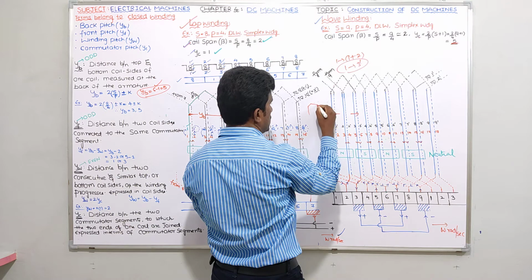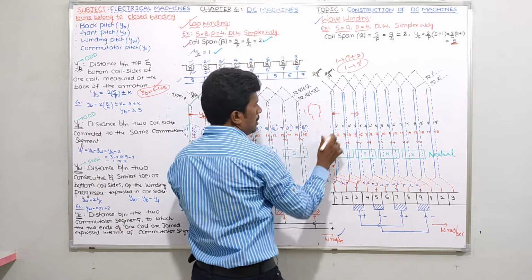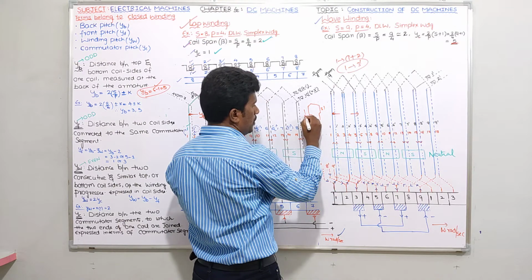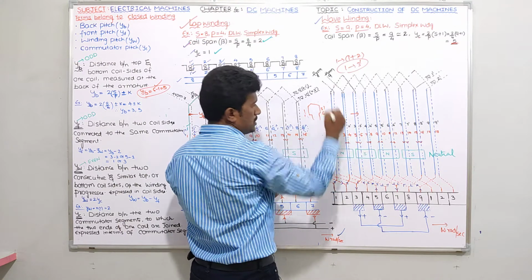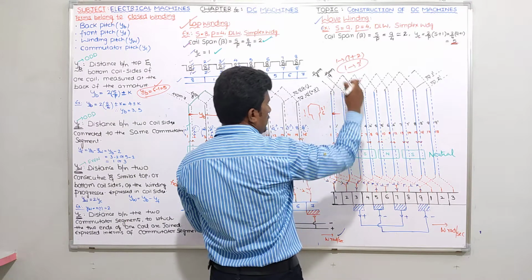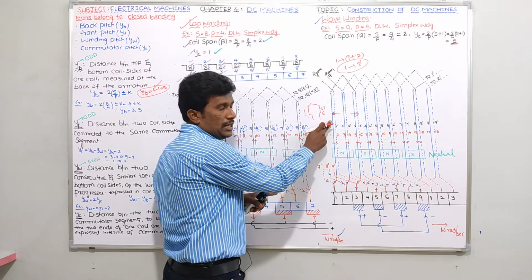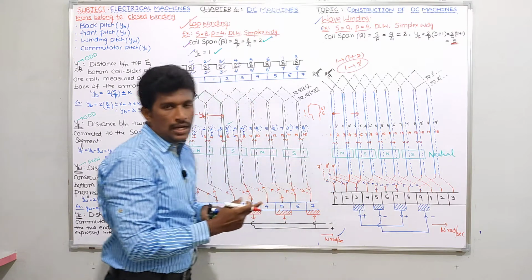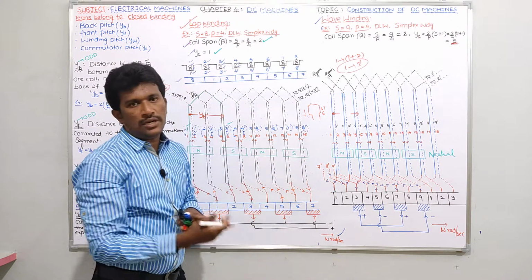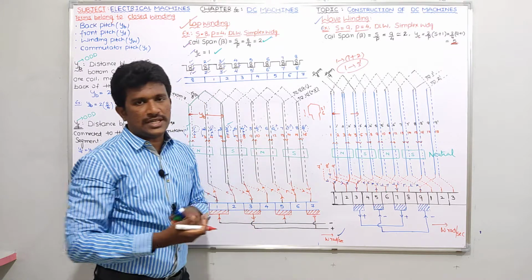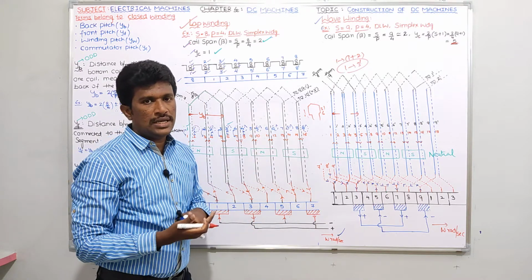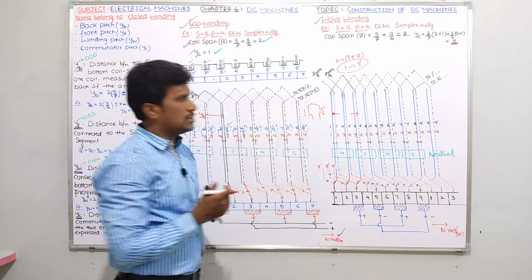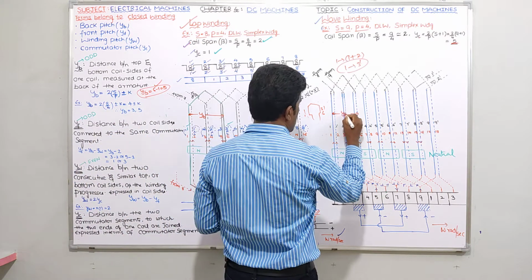I can show it like this. 1 is here, 3 dash is here. In terms of red color marking, it is 1, and 3 dash is nothing but 6 here. So 1 to 6. The distance between the top layer conductor and bottom layer conductor of a coil at the back of the armature is called back pitch. Simply, the distance between the coil sides of a coil is called back pitch. So this becomes the back pitch in this example.